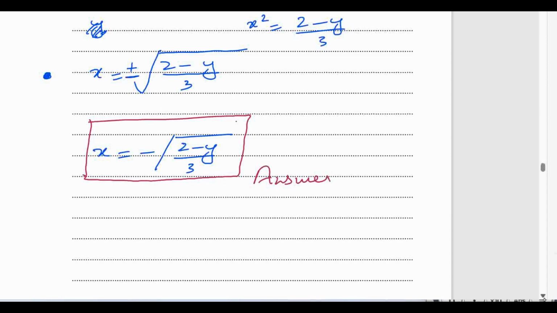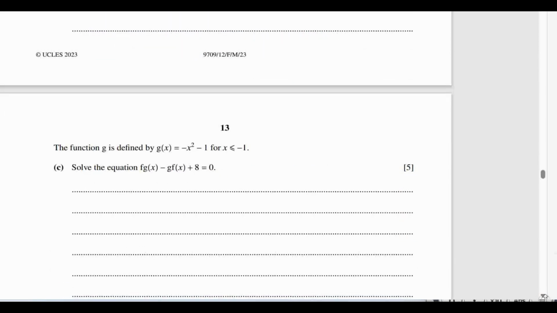Okay, let's move on to the next part. Let me write it over here that f of x is equal to -3x square plus 2. The function g is defined as this for x less than or equal to 1. Solve the equation this. Now keep this in your mind that fg of x means f of g of x.